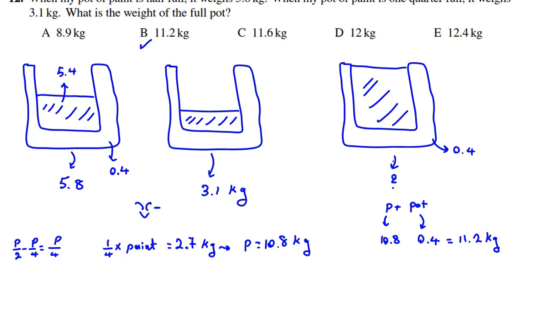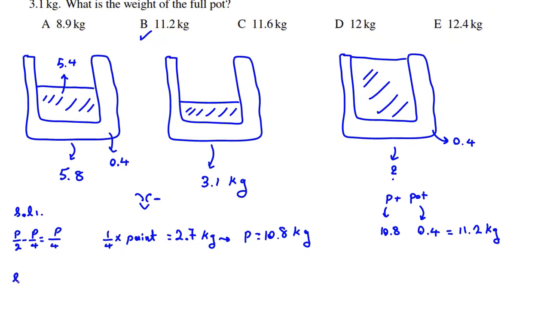Okay, so for these types of problems you should subtract. Also, we could solve it by only writing variables. That is solution number one. Solution number two, let me tell you. Suppose the weight of paint we call A, and the weight of the pot we call O.